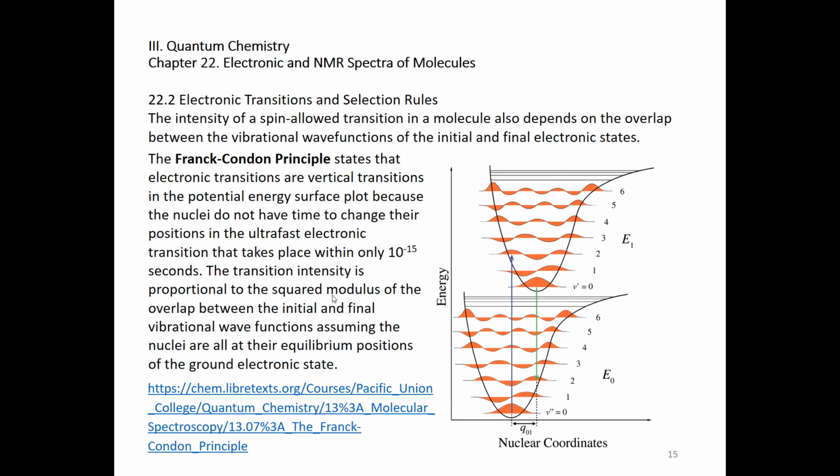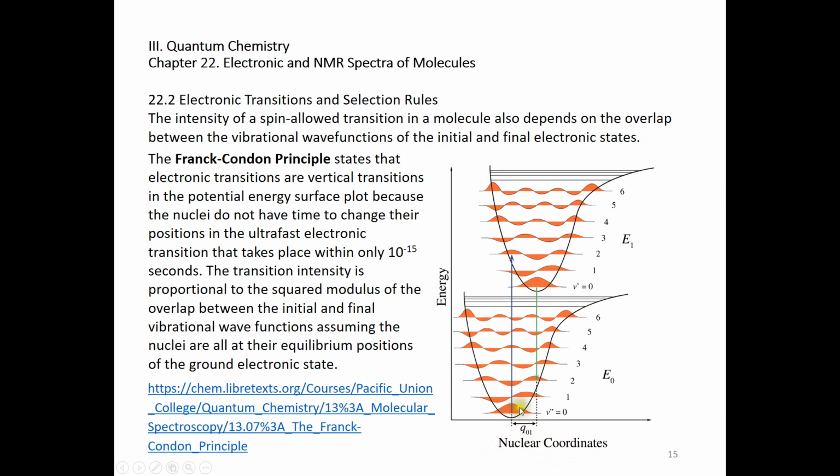The intensity of a spin allowed transition in a molecule not only depends on the value of the squared modulus of the transition dipole moment, it also depends on the overlap between the vibrational wave functions of the initial and final electronic state. The Franck-Condon principle states that the electronic transitions are vertical transitions. What does that mean? Well, in a potential energy surface, when we do electronic transition, we draw the arrow up perpendicular to the horizontal axis, which is the nuclear coordinates. And simply it means the nuclear coordinates remain unchanged.